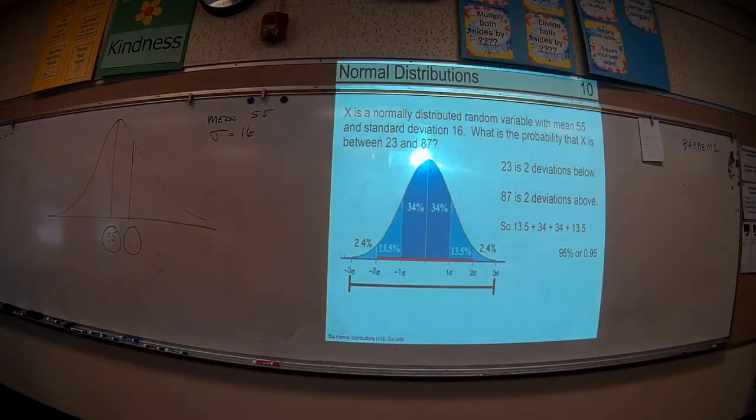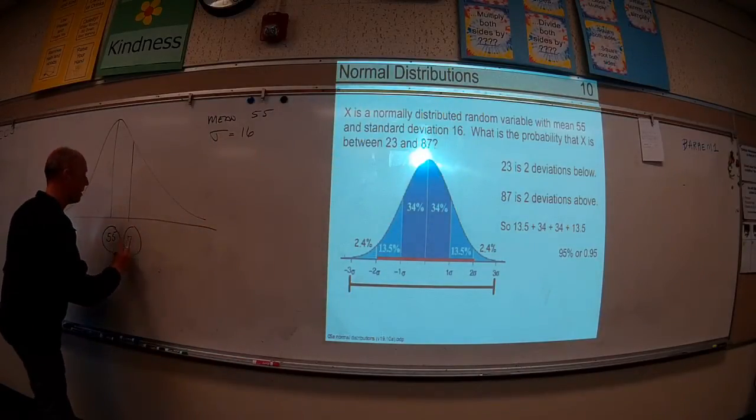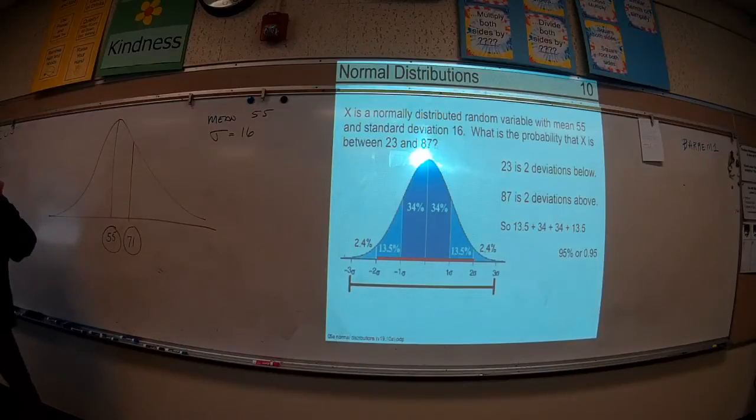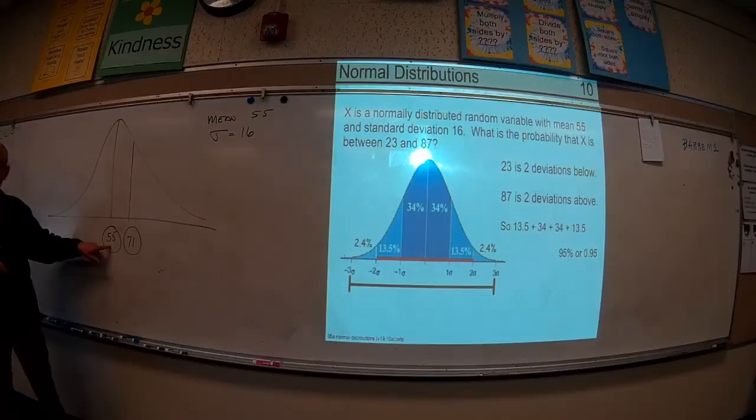Perfect. You're catching it. No, check your addition. Wait, you're going up 1 sigma, 1 standard deviation. Good. 71. How did I get that, Aiden? Because the sigma is 16, so I did 55 plus 16.